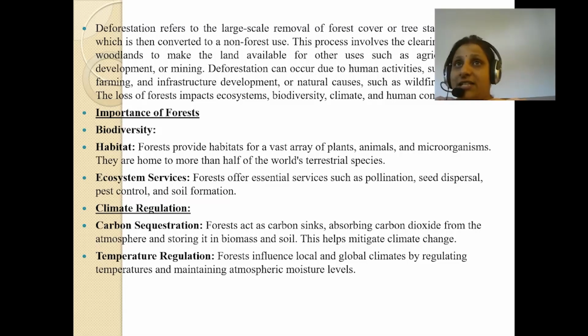Now, biodiversity, that is habitat. Forests provide habitat for a vast array of plants, animals, and microorganisms. They are home to more than half of the world's terrestrial species. Get it, students? As individuals require land and a home to live, this forest is the home for certain animals.